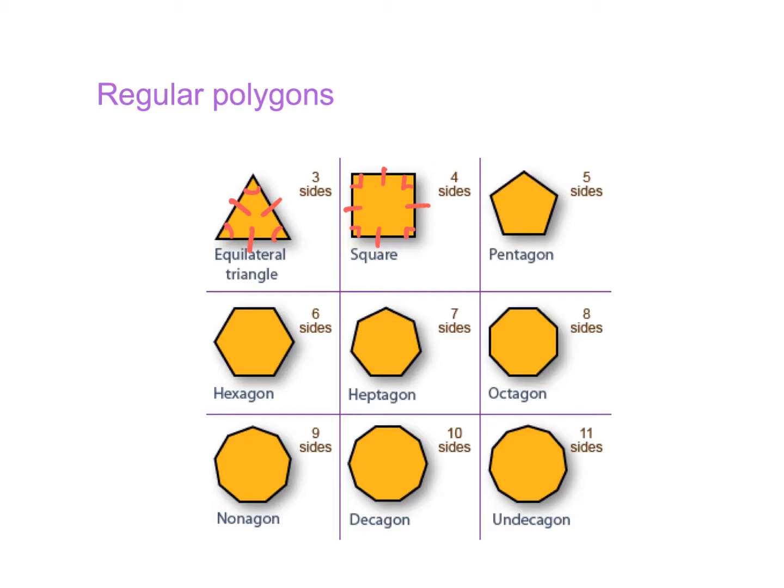Similarly, if we look at the pentagon, we have 1, 2, 3, 4, 5 sides that are all the same in length, and all the angles will also be exactly the same size. Therefore that is called a regular pentagon.